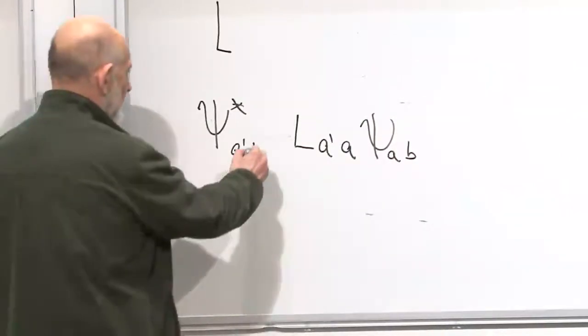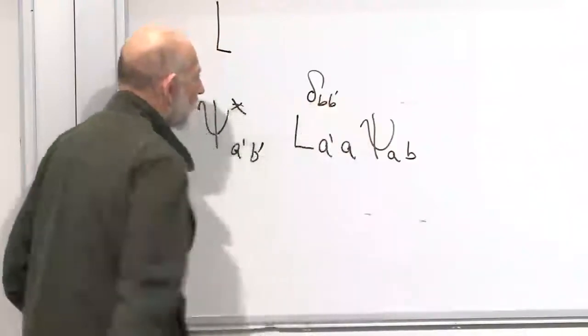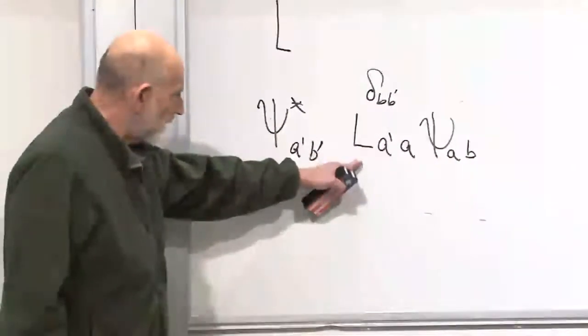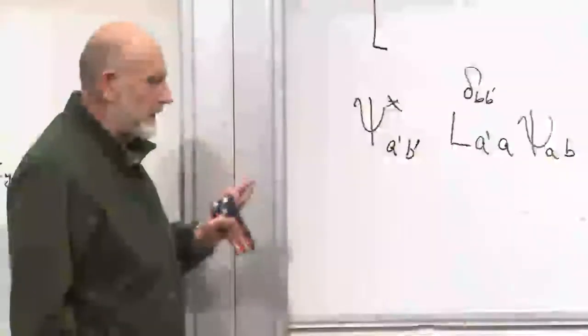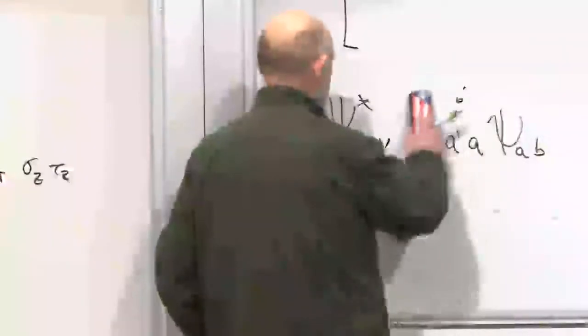Or if we like, we can leave the B prime here and put a Kronecker delta of B and B prime. This is one of Alice's variables. And so as far as Bob goes, it's just the unit operator. It does nothing to Bob's piece of the wave function. And that just says stick B equal to B prime.